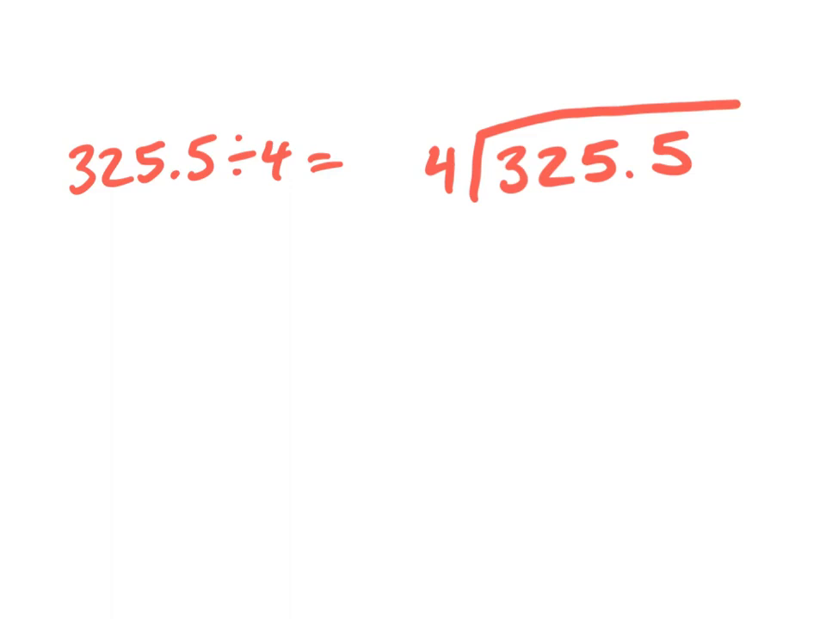All right, come up with your own estimate and then solve. Okay, if I were estimating, I'd probably think about this as 320 divided by 4, because I know that 32 divided by 4 is 8, plus that 0 is somewhere in the 80 range.